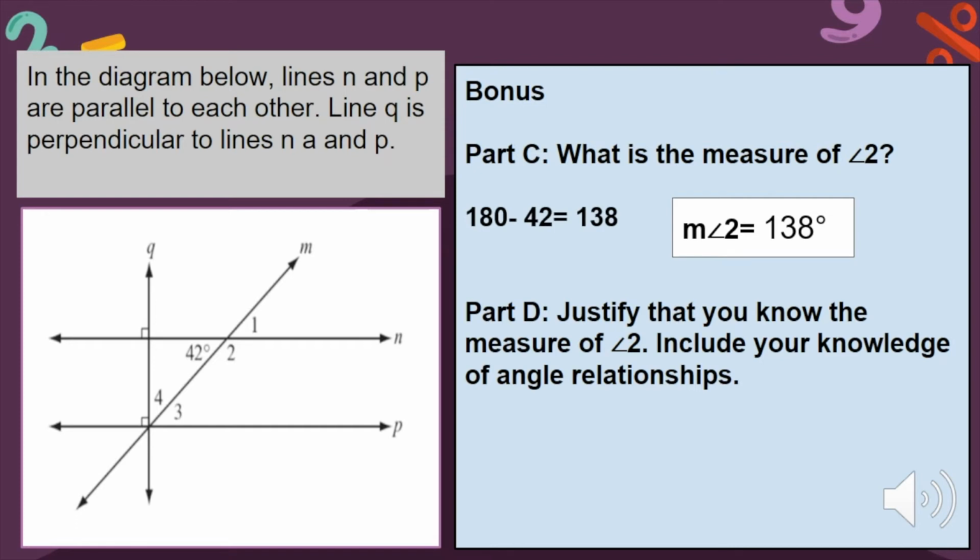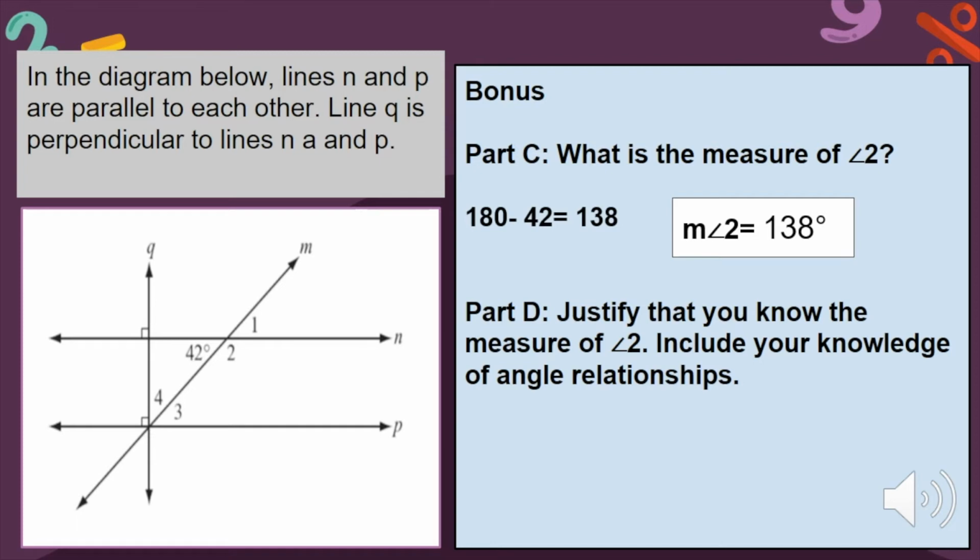I must justify that I know the measure of angle 2. As I stated earlier, angle 2 is supplementary to the 42-degree angle. Therefore, the difference between 180 and 42 is 138 degrees.